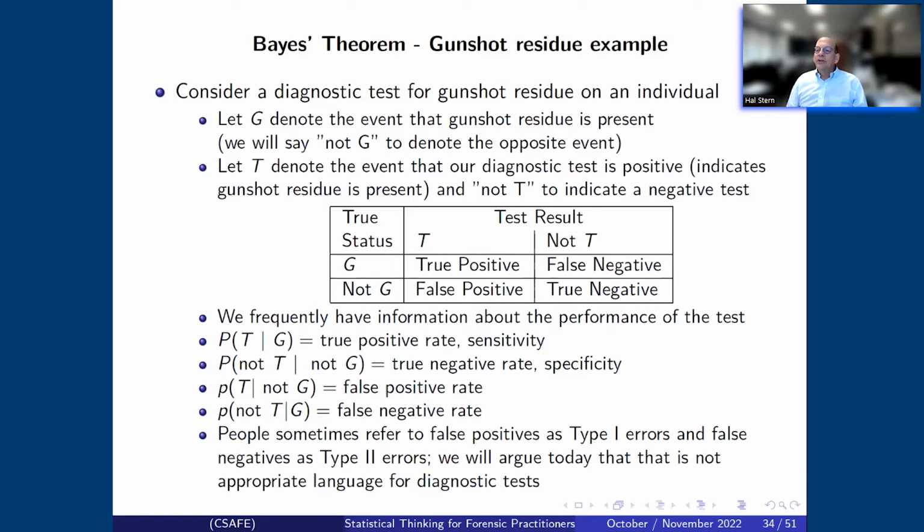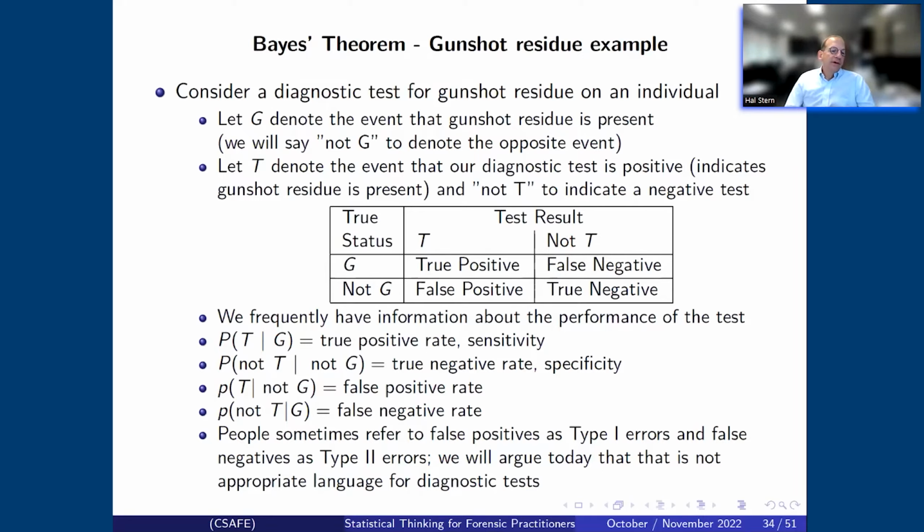So this is another example of what I mentioned earlier as a 2-by-2 table. The two rows in this case correspond to the truth. Does the individual have gunshot residue on their hands, or do they not have gunshot residue? So that's G, gunshot residue, and not G, no gunshot residue. And across the columns are the test results. So I have a test that does gunshot residue detection. And the first column says the test came back positive. And the second one says the test came back negative.